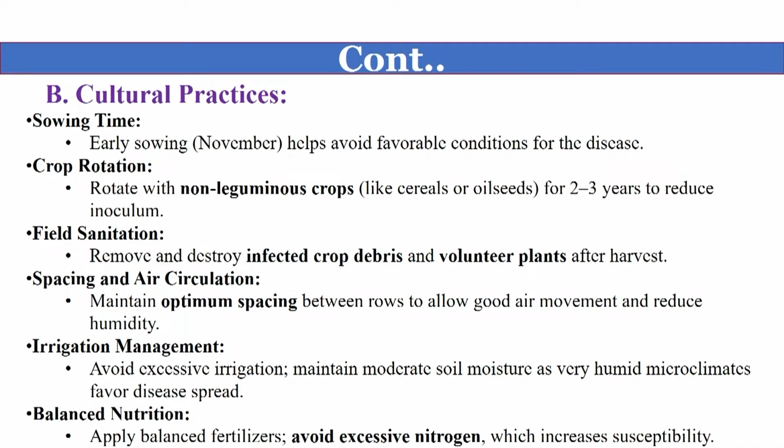And for irrigation management, you have to avoid excessive irrigation and maintain moderate soil moisture, as a very humid microclimate favors the disease spread. You are also advised to apply a balanced dose of nitrogenous fertilizer to avoid excessive vigorous growth of the plants.